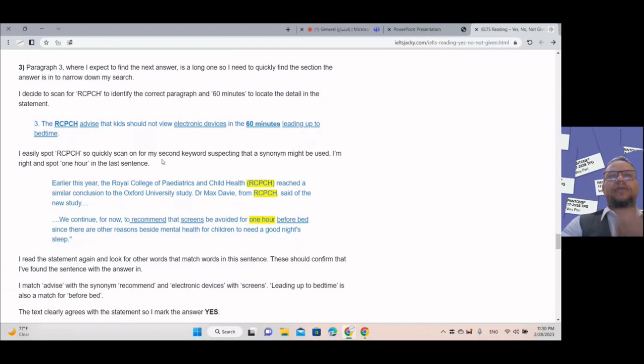So quickly scan for my second keyword, like electronic devices. So I have 1, 2 about that mentioned. What about electronic devices? Do I have it? Yes, I have screens. I have recommend as advice. So the word advice is the same as recommend. And also I have 1 hour, and he said here 60 minutes. So the synonym of 1 hour. And I have here leading up to bedtime. I have the words before bed. It means the same meaning. So synonyms I have here.